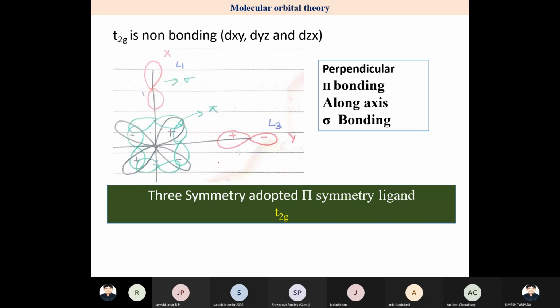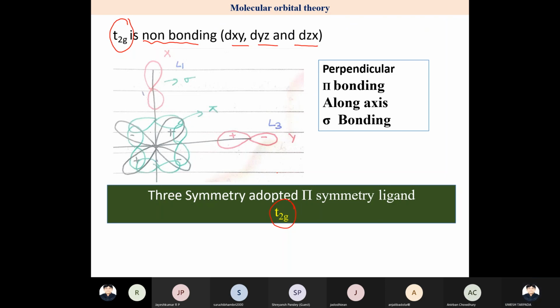Now along the axis it is a sigma bond and perpendicular it is a pi bond, and for pi bonding the d orbitals of the metal which are used have T2G symmetry. So T2G is non-bonding, that is dxy, dyz and dxz. So that is responsible for pi bonding. So the three symmetry adapted ligand orbitals with pi symmetry, that is T2G, are a very good match for pi bonding.